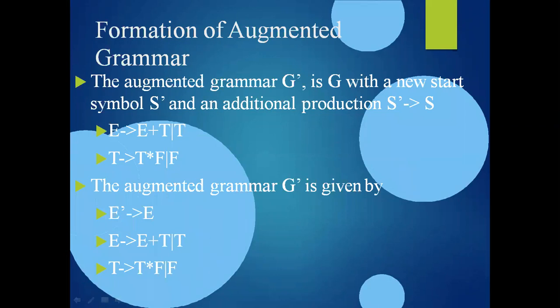What is the purpose of writing like this? See, here we have a statement: the augmented grammar G dash is G with a new start symbol S dash, right? And an additional production S dash tends to S. Why? Because S is the starting symbol of the given grammar. It is an example. But here, by considering this grammar, our starting symbol is E, right? So E dash tends to E is an additional production that we are adding here as an augmented grammar G dash. So step number 1 is this.